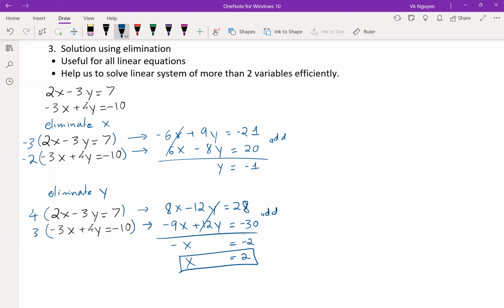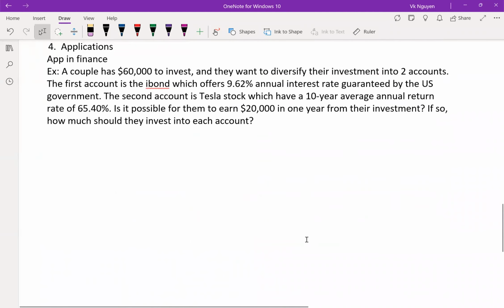Slick, huh? Okay, let's move on to system of equations, the applications. We have many applications in real life. Let's take a look at a few of them.